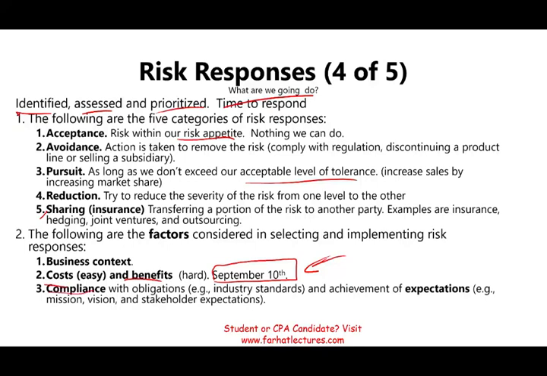Compliance. Sometimes you just have to invest. Going back to my September 11th example, if you have to comply, you have no choice. Then you have to comply. It doesn't matter the business context. Cost does not matter. Also, risk response should reflect risk severity. So you don't want to go crazy on certain things and spend a lot of money because the risk is not as severe. So you should respond within reason. Let's use the word reason.